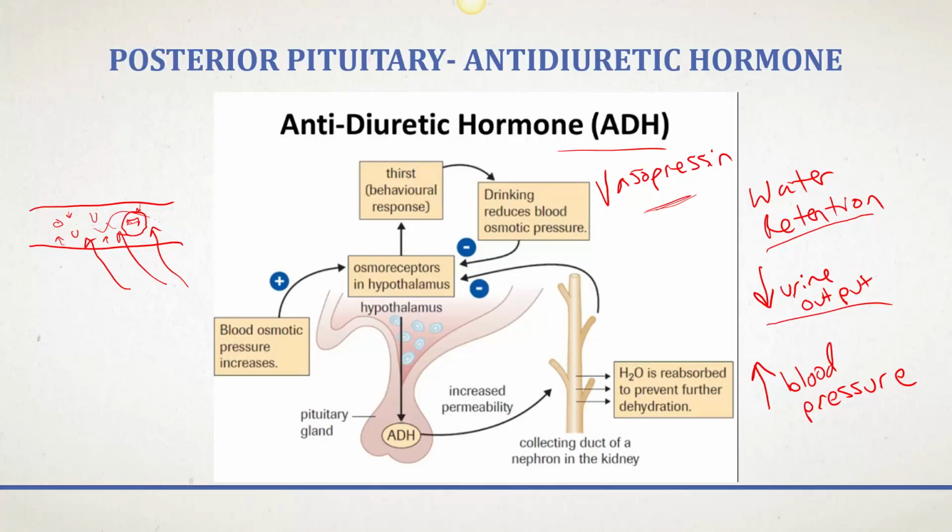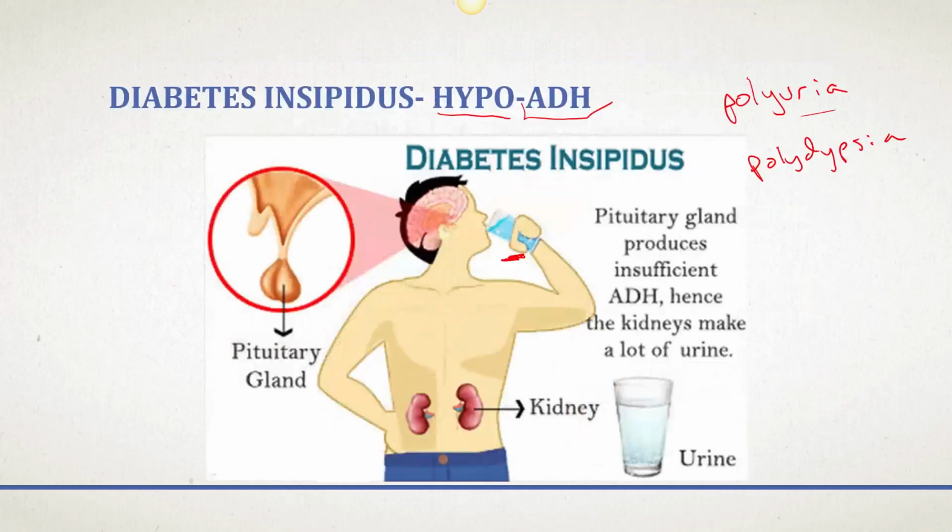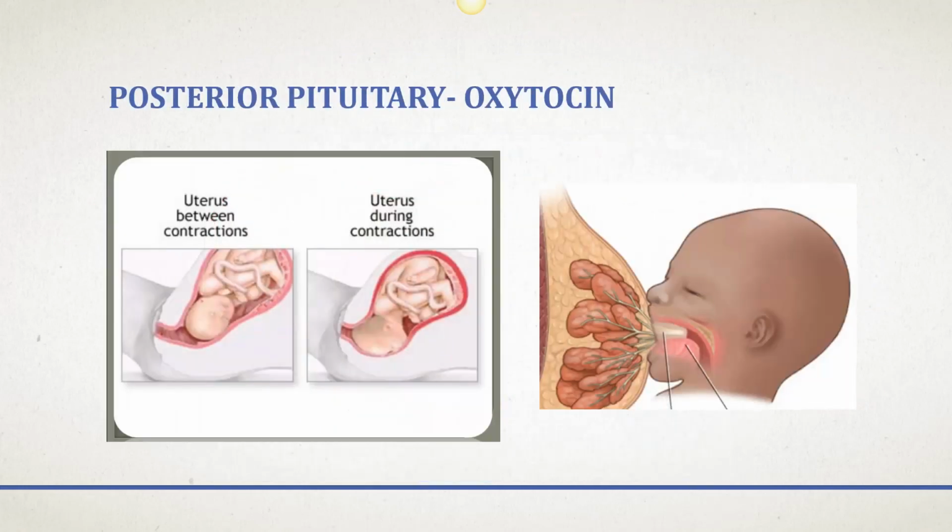And I'm sorry, let's just go back. Antidiuretic hormone is the other posterior pituitary hormone. So we shifted gears and then I kind of caught up with it too late. So posterior pituitary hormones, the first one is antidiuretic hormone and the second one is oxytocin.